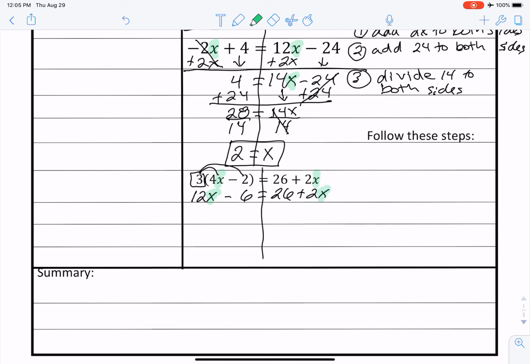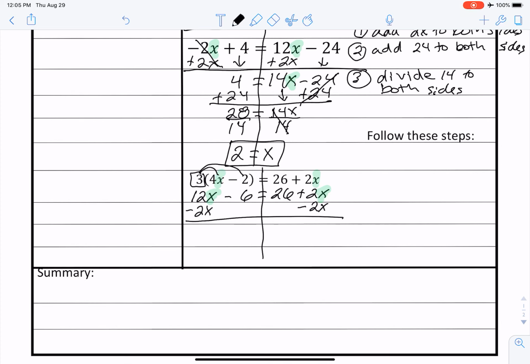I have a 12x and a 2x. I need to just have one set of x's on one side. And I personally like to keep my numbers positive, so I'm going to move the 2x on the right side to join the 12x on the left. Okay, and again, it doesn't matter. I could have moved the 12x to join the 2x. You still will get the same answer.